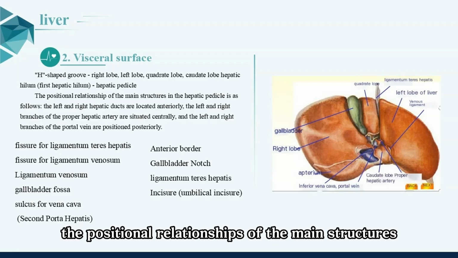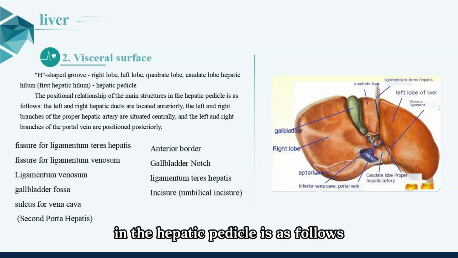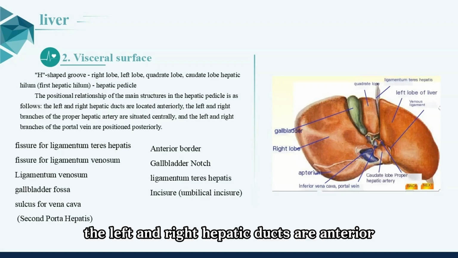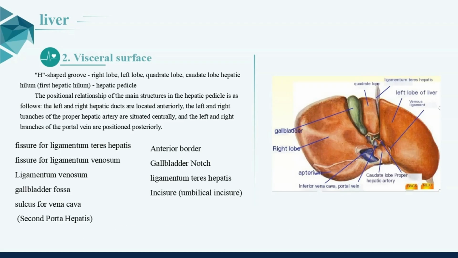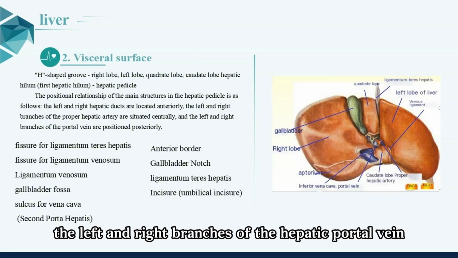The positional relationships of the main structures in the hepatic pedicle are as follows. The left and right hepatic ducts are anterior. The left and right branches of the proper hepatic artery are in the middle. The left and right branches of the hepatic portal vein are posterior.